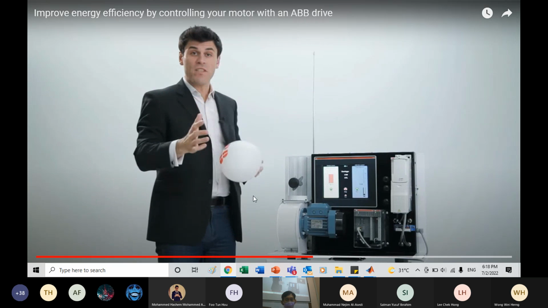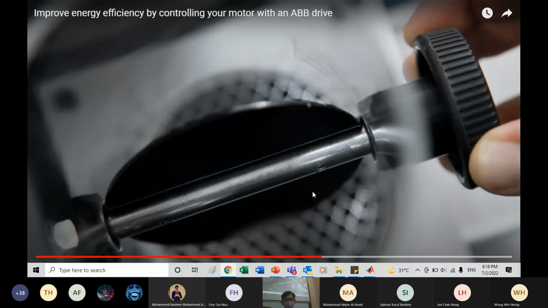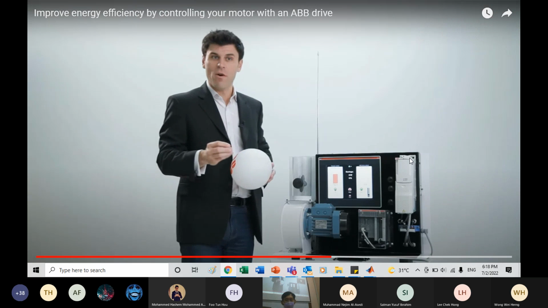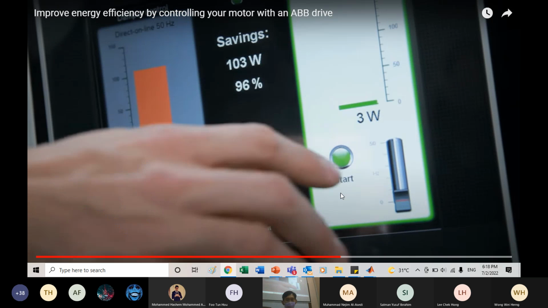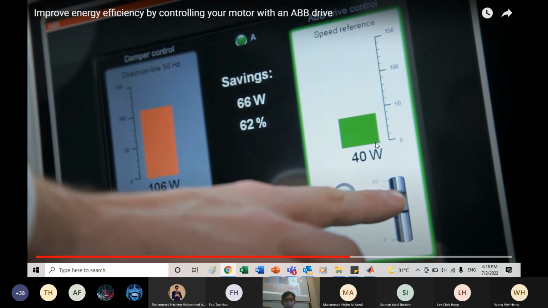Next, we stop the damper control and open the damper fully, and turn on the ABB drive controlling the motor speed. Variable speed drive. Now you just control the power to the motor.